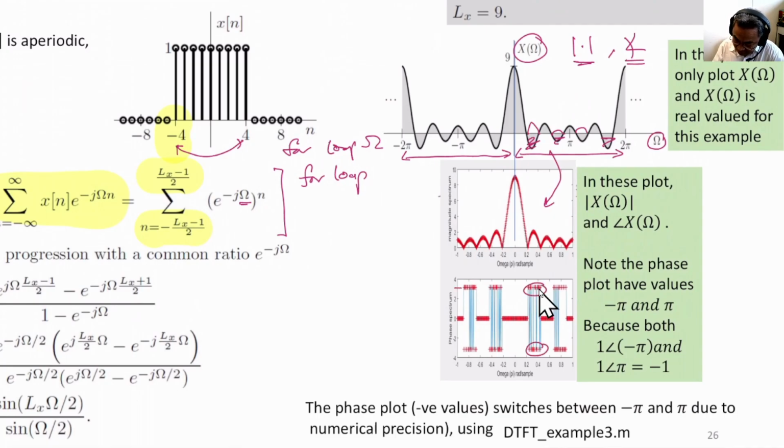Now the phase is this, plus π of course, and this is minus π, and what we want to say is -1 equals e^(jπ) equals e^(-jπ), and hence you can have positive phase or negative phase, and it's changing up and down due to numerical precision. So I wrote a program and simply I calculated this and I got this result.